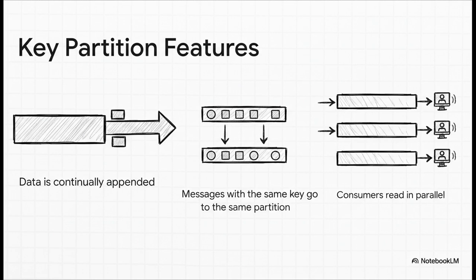Now, if messages have the same key, like a specific user ID, Kafka guarantees they'll all land in the same partition, which is crucial for processing things in order. And here's the real kicker. Different consumers can all read from different partitions at the very same time.